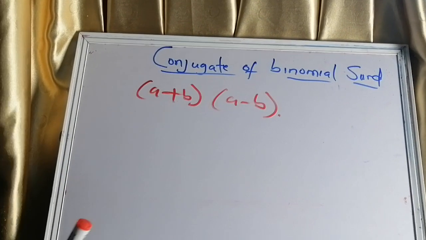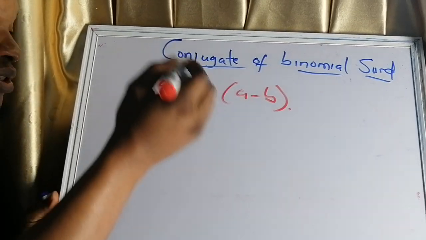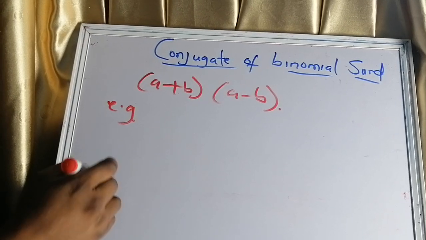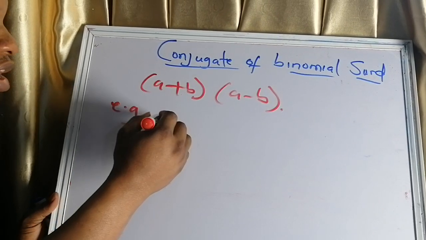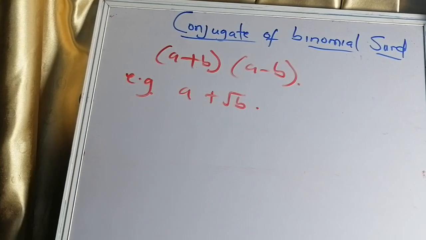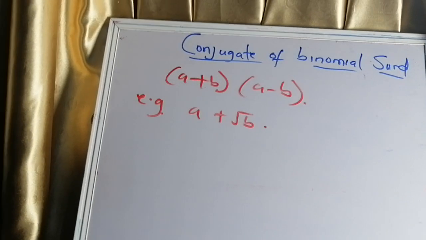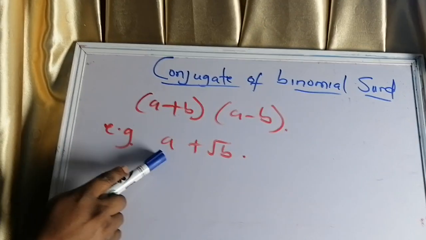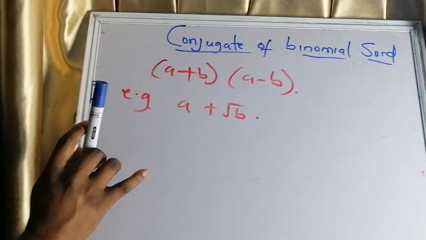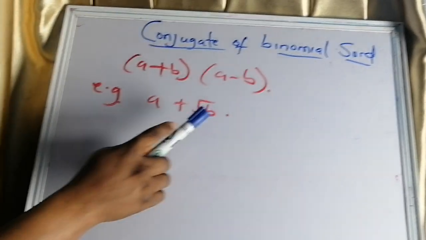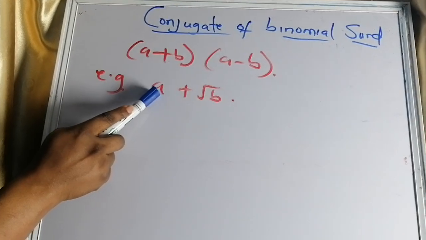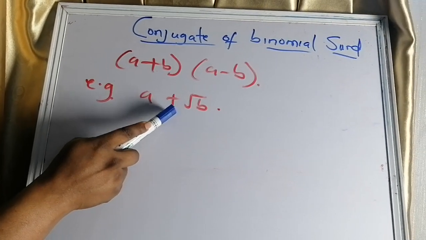There are some expressions in SURD that you will see. Let me just give an example. Example of conjugate of binomial SURD. We have, let's say, a plus root b. Okay, so if you look at this very well, why do we call it binomial SURD? Look at a. A does not have SURD. It's just ordinary a plus root b. Now root b is having SURD, that is, square root of b is having SURD, but a is not having SURD. But it's an addition that combines them.